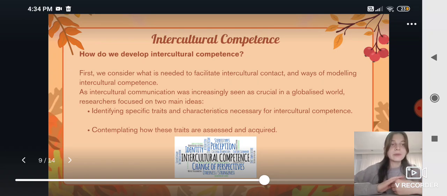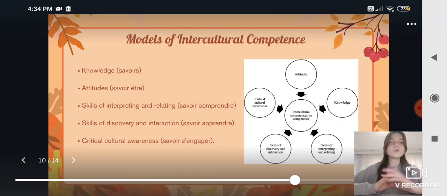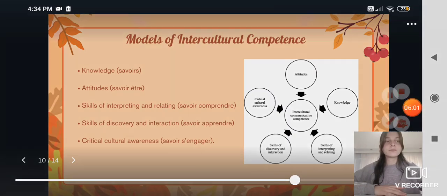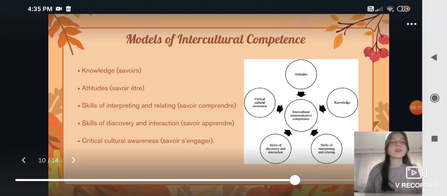We will talk about them in our next pages. And the second main idea they focused on is contemplating how these traits are assessed and acquired. So, let's move into the next page, which has models of intercultural competence: knowledge, attitudes, skills of interpreting and relating, skills of discovery and interaction, and critical cultural awareness. So let's talk about them.